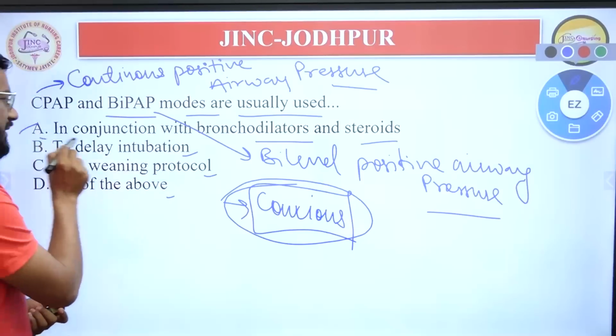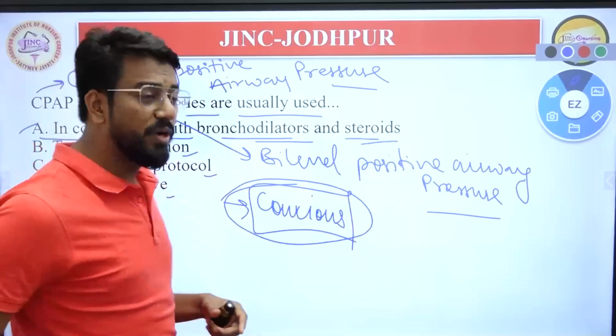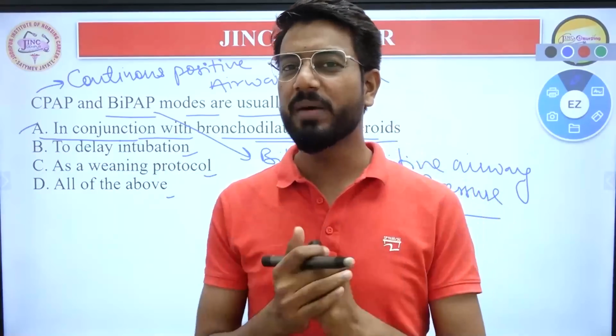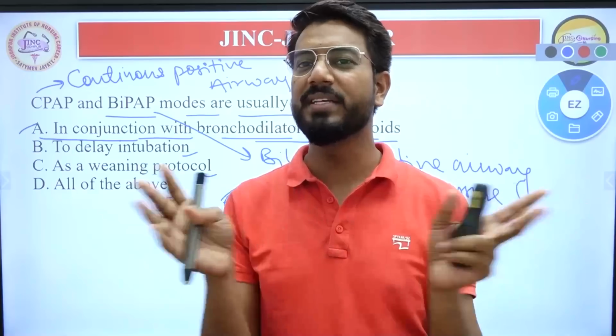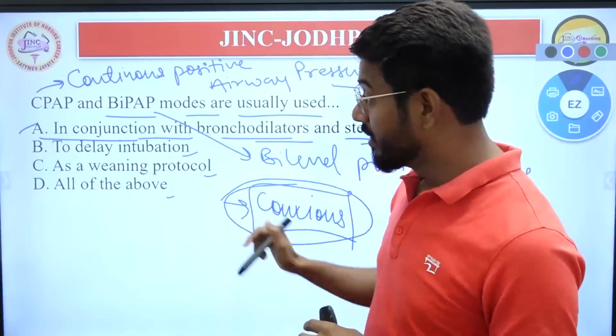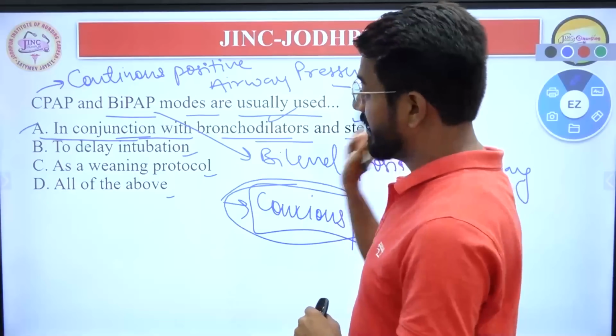ऑप्शन नंबर ए, इन कंजुगेशन विथ ब्रोंकोडायलेटर एंड स्टेरॉइड. स्टेरॉइड्स और ब्रोंकोडायलेटर आप दे रहे हैं, लाइक अस्थमेटिक पेशेंट है, COPD का पेशेंट है, उसमें स्टेरॉइड या ब्रोंकोडायलेशन देने से ब्रोंकस डायलेट रहेगा, ब्रीथ इफेक्टिव करेगा. एंड उनके कंजुगेशन में आप यूज कर सकते हैं, बिल्कुल हम इनके साथ कर सकते हैं.